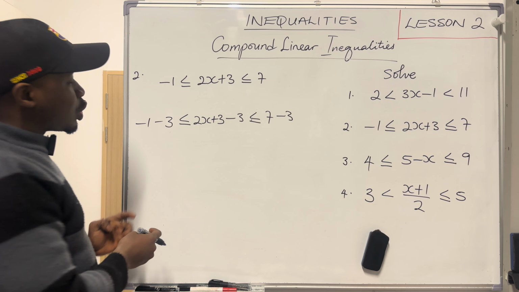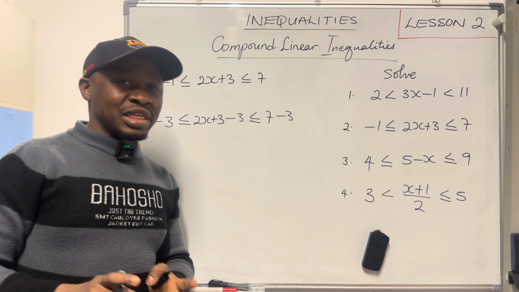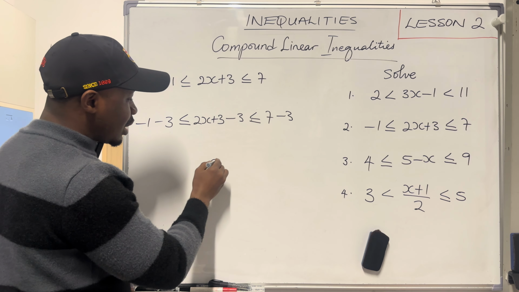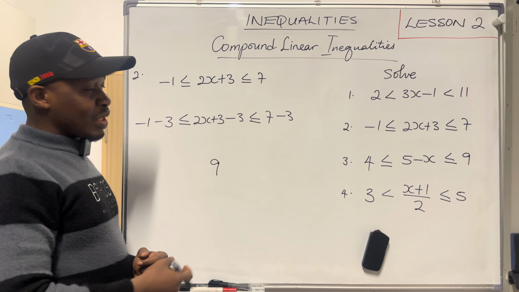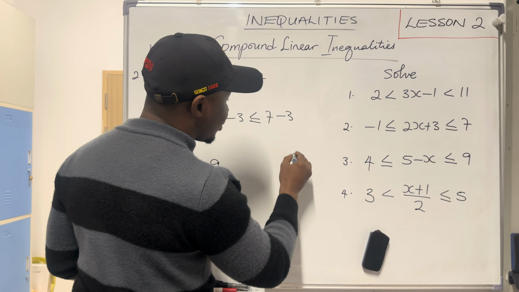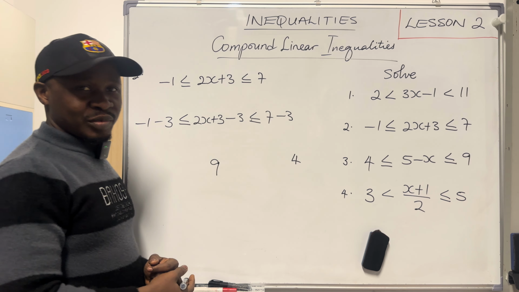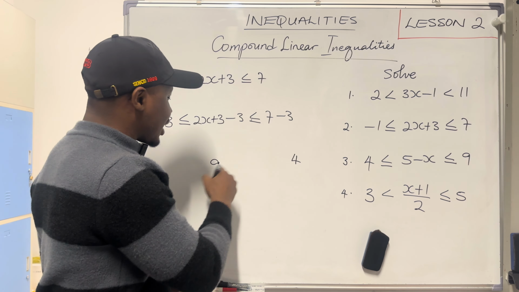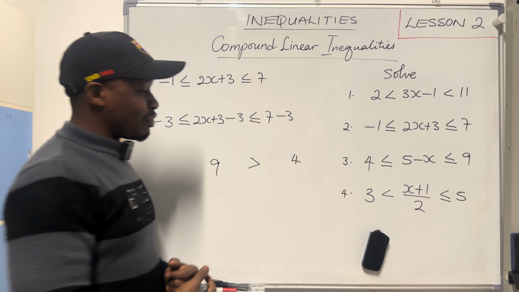Why is it this one working? Now let me create a simple scenario. Let us say you have 9 mangoes. Your friend has 4 mangoes. You have more mangoes than your friend. So we can say 9 is greater than 4.